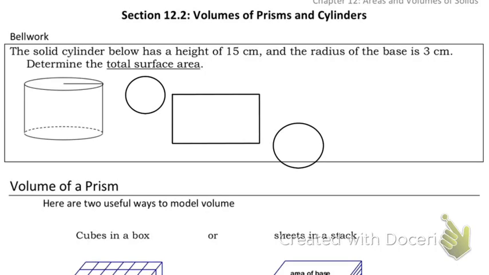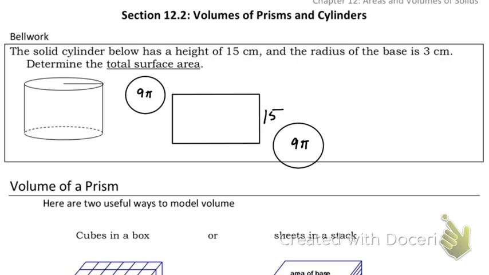So we're just going to have pi r squared. Our radius is 3, so it's just pi times 3 squared, which is 9 pi. Well, that one's 9 pi, which means the other circle is also 9 pi. I know the height of my rectangle is 15, and I don't know the width. Oh, they didn't give me the width. I can't do it. It didn't give me a width.